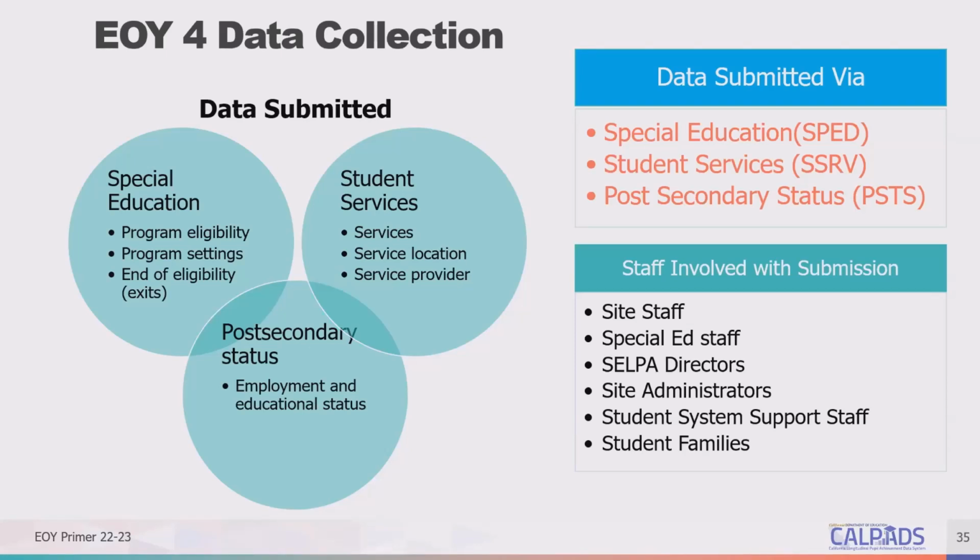It's essential for an early start and a successful finish of EOY 4 to identify and establish relationships with the staff involved in the data submission. And for EOY 4, this includes school site staff, special education staff, your CELPA directors, your school site administrators, your student system support staff, and student families. So it's important to reach out to and build and maintain relationships with these folks early and often to guarantee a successful EOY 4. And that's part of the coalition building competency with CALPADS.